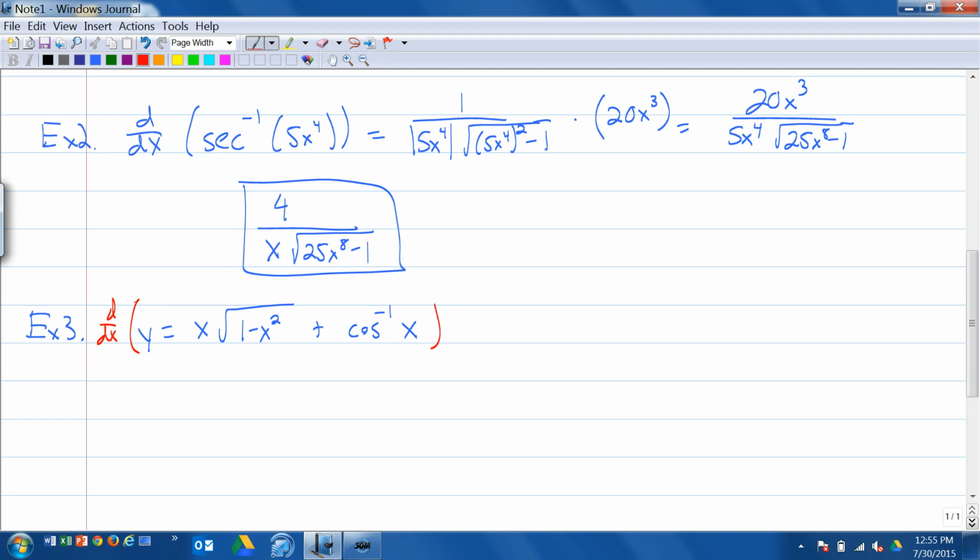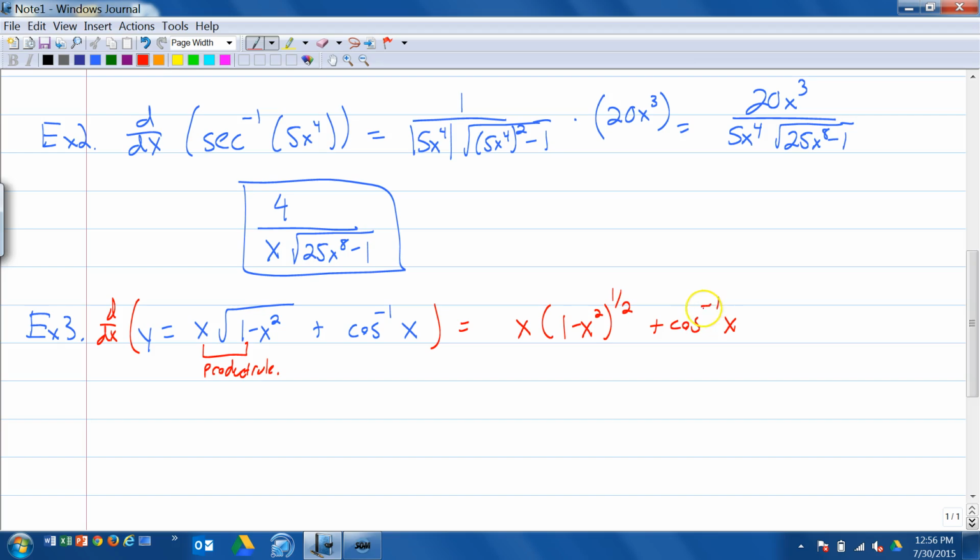Okay, you don't have to do implicit because y is on the left. So this is going to turn into, hopefully you guys notice that this has to be a product rule. I'm going to rewrite this though before I do the derivative. It's x times the quantity 1 minus x squared to the 1/2 plus cosine inverse of x.